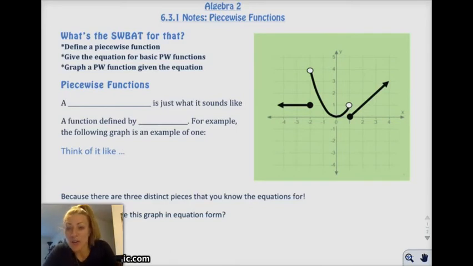Okay, so we're starting something kind of newish. Still functions, but piecewise functions is what we're going to be starting today. So that's fun.